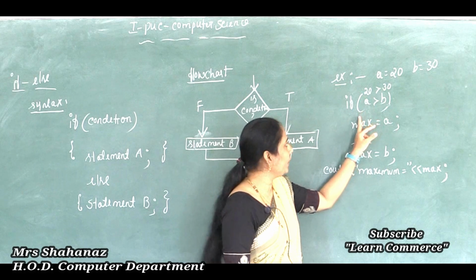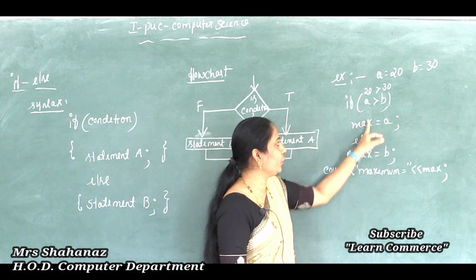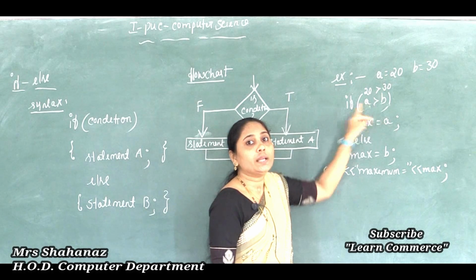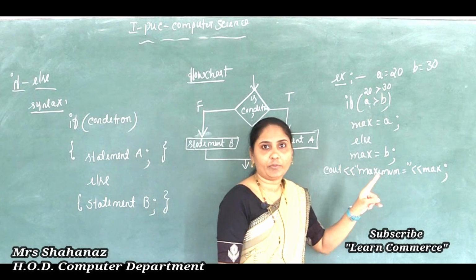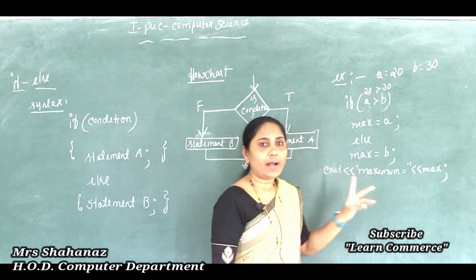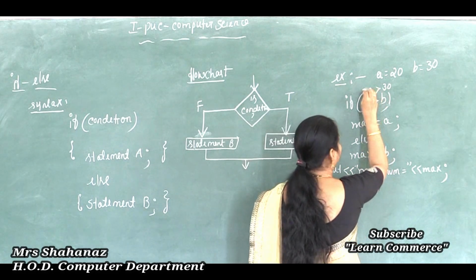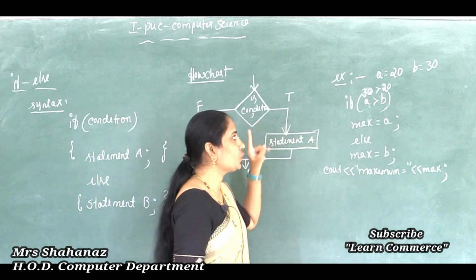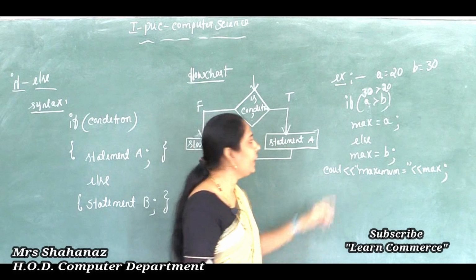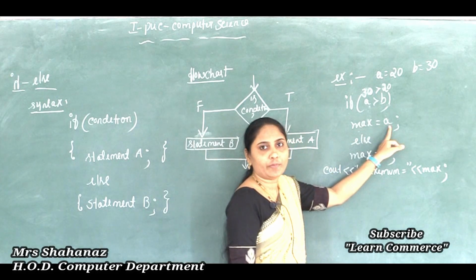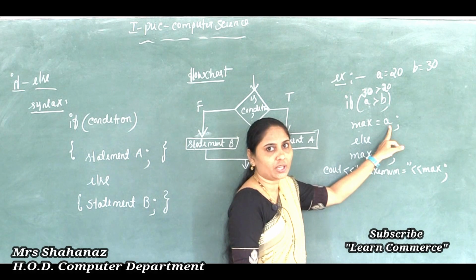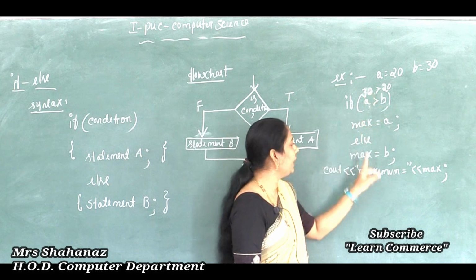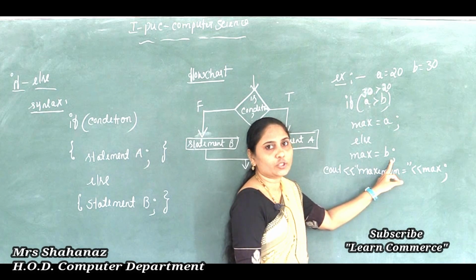So maybe the other statement is going to execute. Clear this point? If the condition is true, the A value should be greater when you compare with the B value. Maybe the A value is 30 for example and B value is 20, then sure it is going to execute this statement: maximum value is equal to A. Clear this point here? If the condition is false, else it is going to execute this statement, that means the B value is equal to maximum.